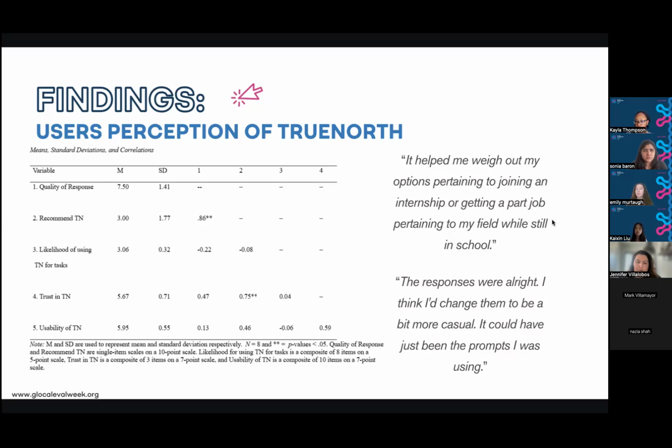Conversely, respondents were less likely to recommend TrueNorth, with a mean score of only 3.0. Having a higher rating of quality compared to recommendations of TrueNorth is generally expected based on previous studies, where individuals' likelihood to recommend is generally much lower than their rating of quality. With regard to trust and usability, respondents on average agreed that they trusted and found TrueNorth usable.